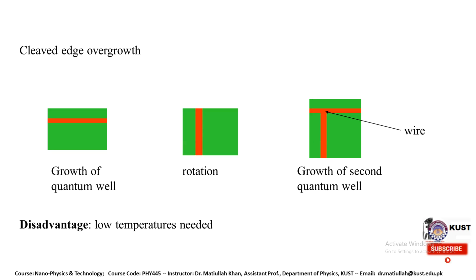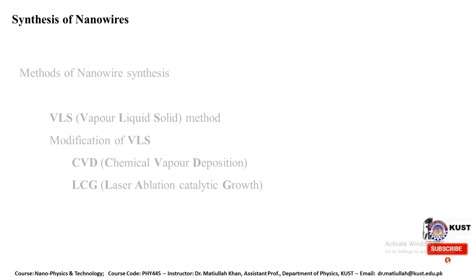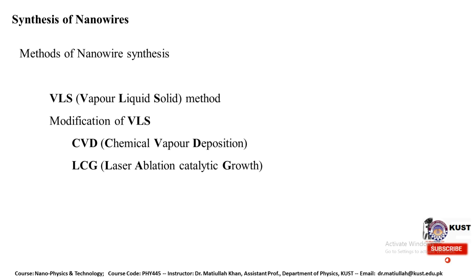Cleavage edge growth as well, in which there is a growth of a quantum well, and rotations occur. The same sample is rotated, and as a result of this, there is a growth of a second quantum well, and the wires are created. But for this process, a low temperature is required. There are different techniques to prepare the nanowires or the nanowire morphology. So it depends upon the nature of the material and the method followed.